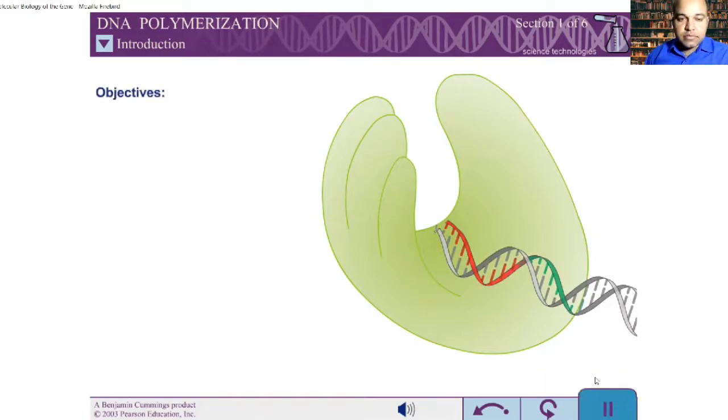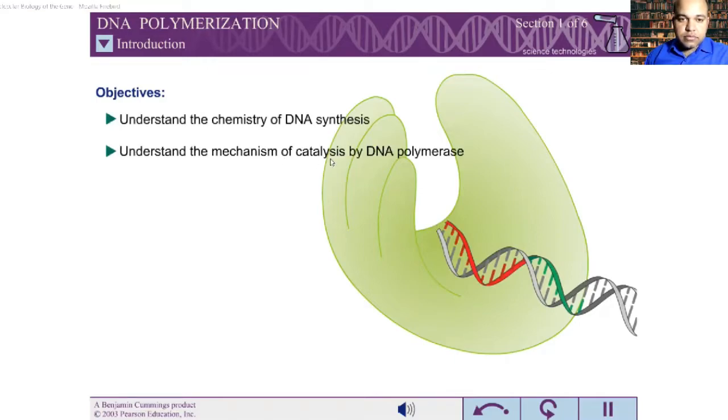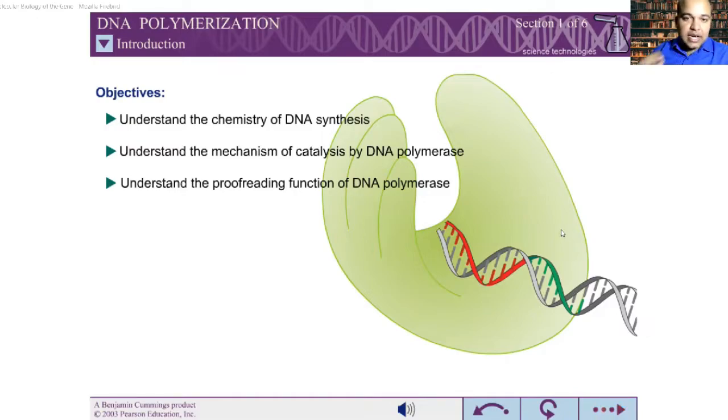After you have completed this exercise, you should understand the chemistry of DNA synthesis, understand the mechanism of catalysis by DNA polymerase, and understand the proofreading function of DNA polymerase. So in today's lecture, we would be talking about three different things. One is to understand the chemistry of DNA synthesis, that is, how the chemical reactions are involved in the process of DNA biosynthesis. Second, understand the mechanism of catalysis by DNA polymerase, how the catalysis takes place. And third, understand the proofreading function of the DNA polymerase, that is, in what manner the DNA polymerase catalyzes the proofreading of the newly synthesized DNA molecule.